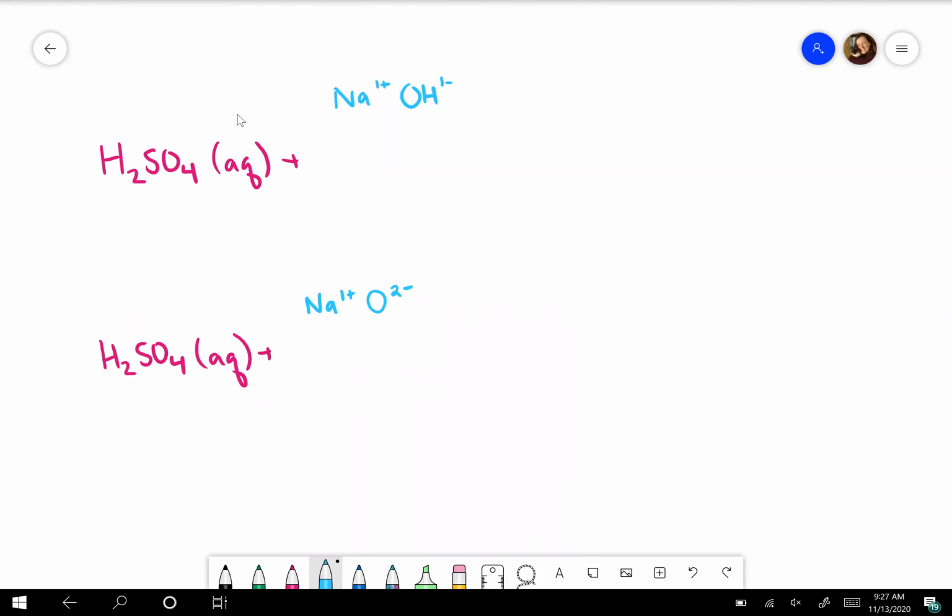Please type into the chat, what is the overall charge of a compound? The overall charge of a compound. Nice. Yes. Beautiful. It should be 0. Perfect. Thank you, guys. So it should be 0. So our Na and our OH, 1 and 1, that's easy. We're just going to leave it as NaOH.